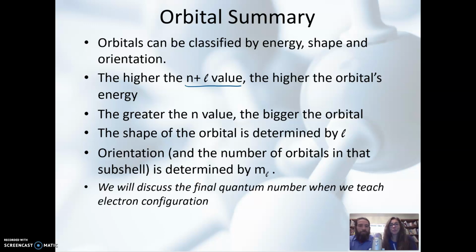The shape of the orbital is determined by L, and the orientation is determined by m sub L, which also gives us the number of orbitals. And remember that we have 2 electrons in each orbital as a max. We're going to discuss that final quantum number, because we told you that there were 4 quantum numbers, in the next lecture, so stay tuned for that.